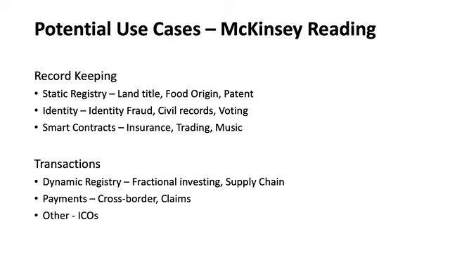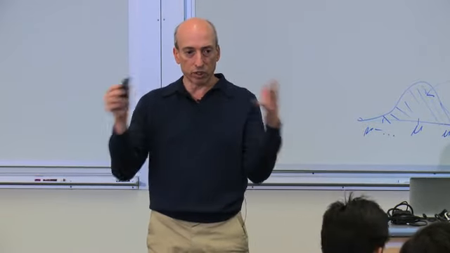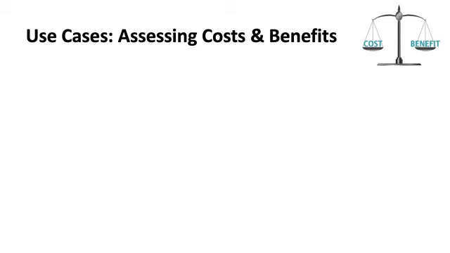McKinsey broke it down into 6 buckets. They had the record keeping and the transaction based. And a lot of these are the similar kind of buckets. It's just to give a spur to all of it. So, assessing costs and benefits.